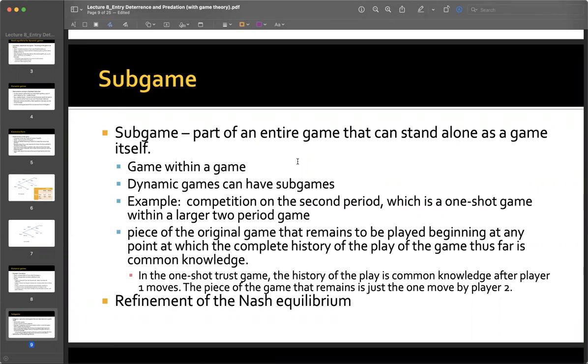An example here is the competition in the second period, which is a one-shot game within a larger 2-period game. So it's a piece of the original game that remains to be played beginning at any point at which the complete history of the game is common knowledge. In the one-shot trust game, the history of the play is common knowledge after player 1 moves. The piece of the game that remains is just the one move by player 2.